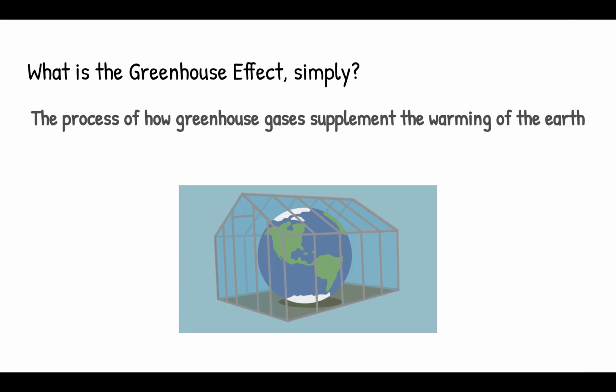So first, what is the greenhouse effect? The simple definition I created is the process of how greenhouse gases supplement the warming of the earth. In other words, it's the process of how greenhouse gases contribute to the already directed sunlight at the earth, and how they contribute to the warming of the earth with the addition of the sunlight already hitting the earth.